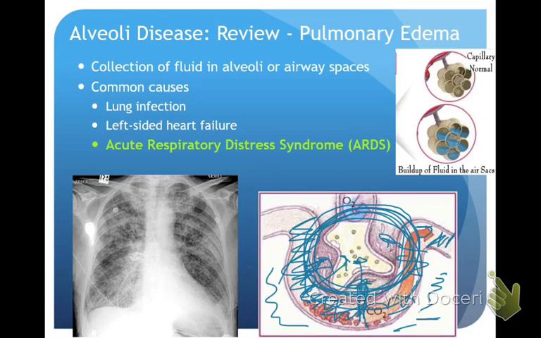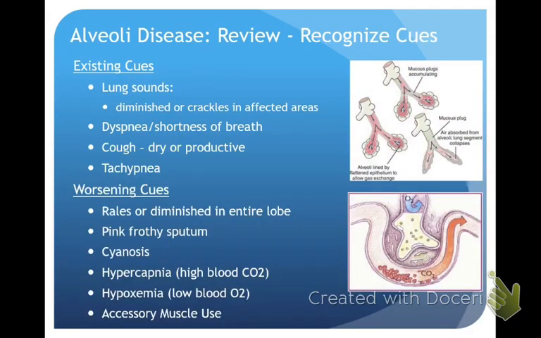And our big one is going to be ARDS that we're going to talk about. But lung infection can do this because your capillaries are leaky when you have a bacteria, and you can leak fluid into your alveoli in your dead space. And left-sided heart failure, because there's so much fluid in this capillary that it leaks out into the path of least resistance and goes into the alveoli. So that is just our picture again.